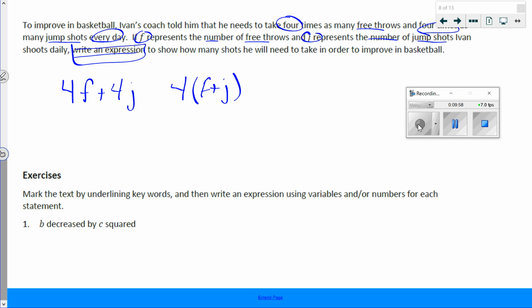Okay, I'm going to go fast because we're down to 8 minutes and we still have quite a bit to go through. So on this one, B decreased by c squared. Guys, seriously, Gus, you need to stop. B decreased by c squared. Next page.